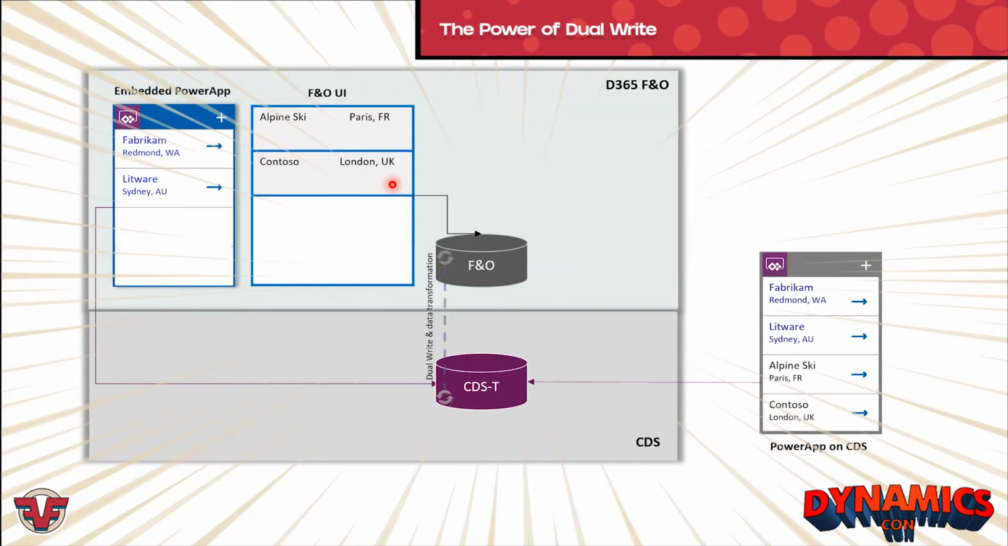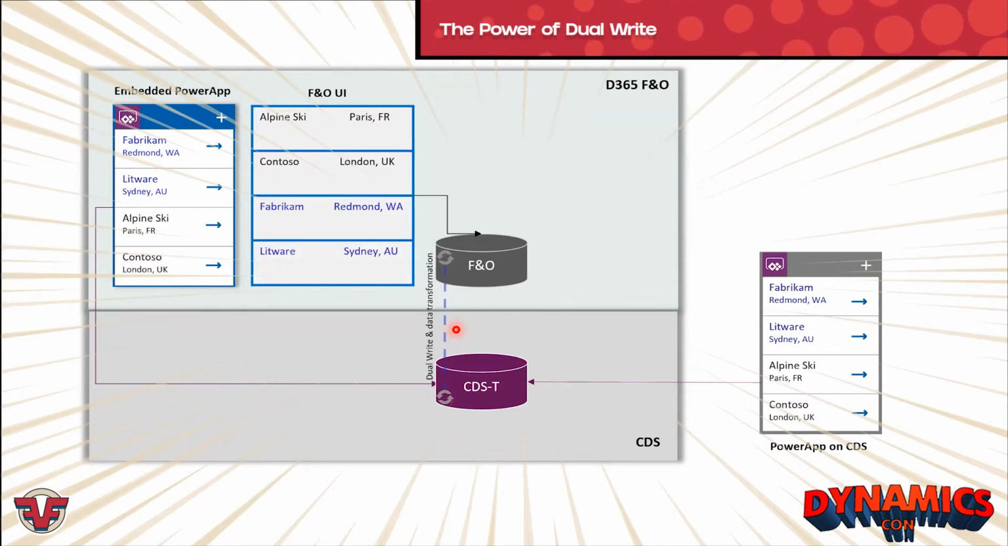Microsoft introduced dual write. What happens here, as you can see, is this is the FNO database and the CDS. It talks directly to Finance and Operations and CDS, so there is no middleware. It directly talks and syncs data across both environments. Now, by having this dual write, all the Fabrikam and Litware accounts that were sitting in the Power App here, now I can see them in here.